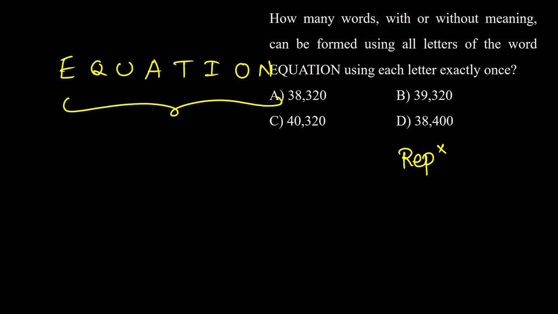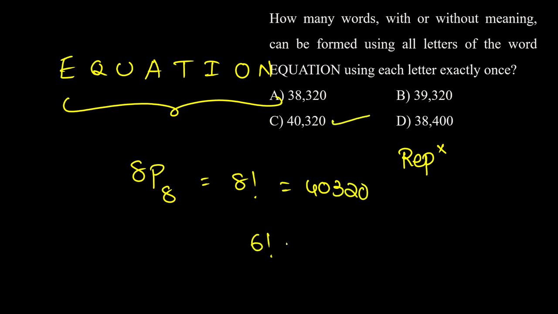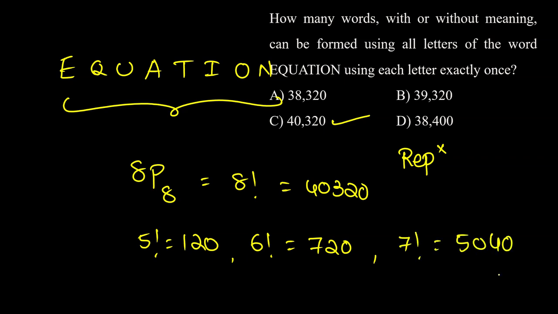8 letters, 8 places, 8P8, 8 factorial, which is 40,320. 6 factorial is 720, 5 factorial is 120, 7 factorial is 5040, and 8 factorial is 40,320. That's what we have to take for EQUATION.